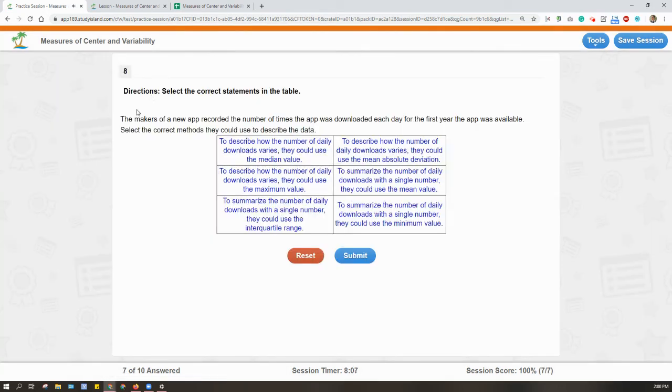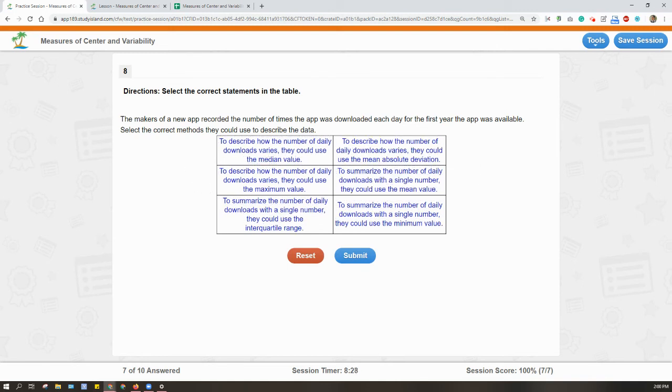Number 8, the makers of a new app recorded the number of times the app was downloaded each day for the first year the app was available. Select the correct methods they could use to describe the data. So we're going to select more than one, maybe. It says select the correct statements in the table. So whatever's correct, we're going to select more than one.